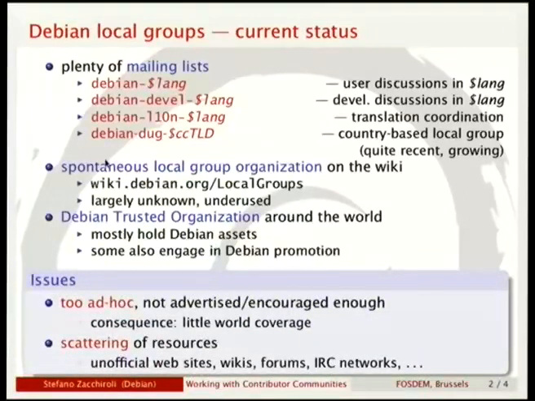Then we have also plenty of developer mailing lists in specific languages, and this helps people who want to approach Debian development but maybe are not that familiar with English. We also have a lot of translation activities which go on mailing lists. So we have the Debian L10N, a set of mailing lists which are mostly used to work on the translation of Debian-specific content in several languages.